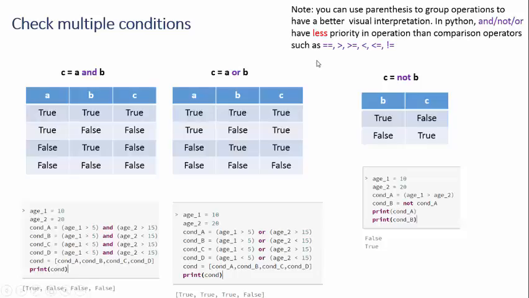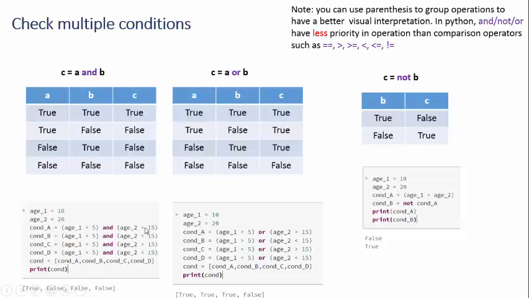And by the way, when you want to have a clear picture of what the conditions are compared, I encourage you to use parentheses to group operations to have a better visual interpretation. Like for example, this particular one, there's two conditions. The first is h1 larger than 5. The second condition is h2 larger than 15.